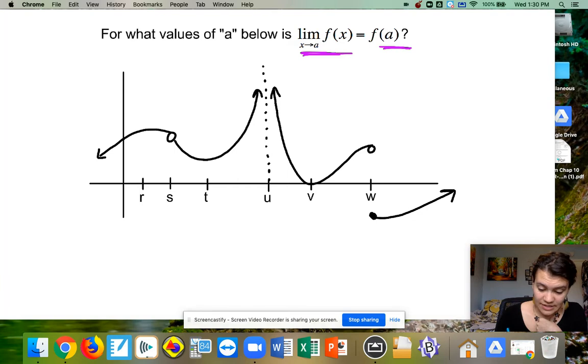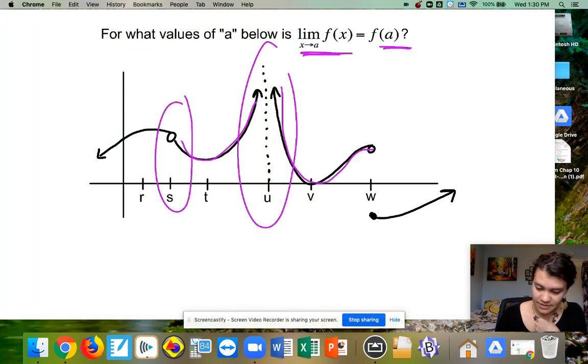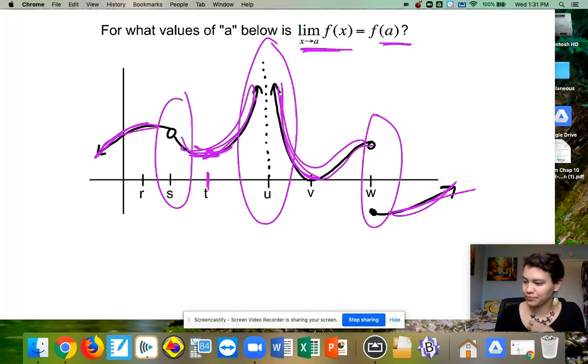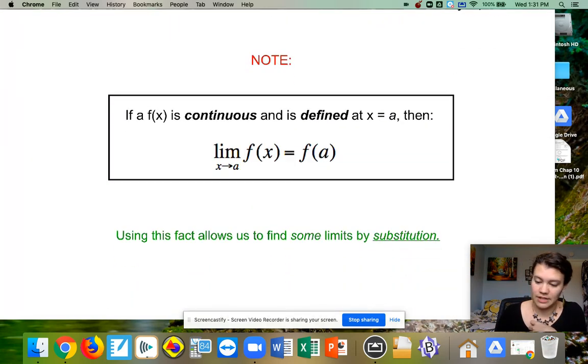So the answer to this is everywhere except these discontinuities. So all of this and this and this and this. So anywhere that you can pick the point, find the value of the function, and both sides come to that same thing, you're going to get the same limit and the same value. So that's where this note is.